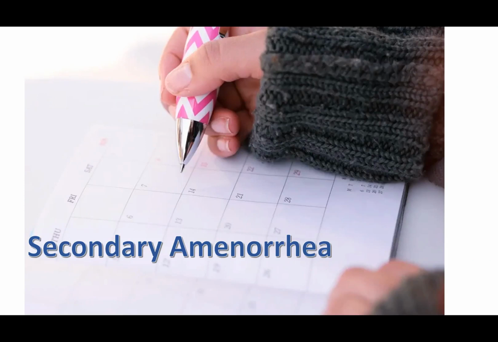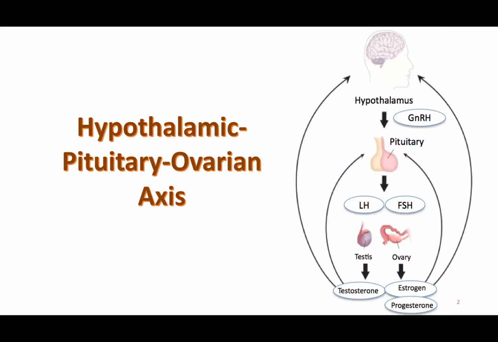If you remember from last week's lecture, amenorrhea could be divided into primary amenorrhea or secondary amenorrhea. In order to have a regular menstrual cycle, there should be an intact hypothalamic pituitary ovarian axis. A defect at any of these levels may lead to cessation of the menstrual cycle.